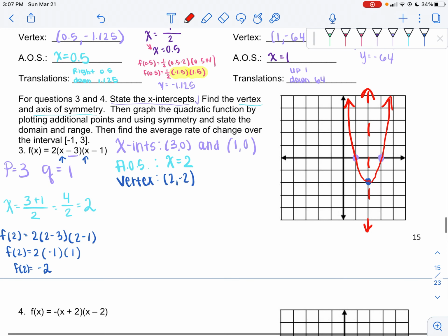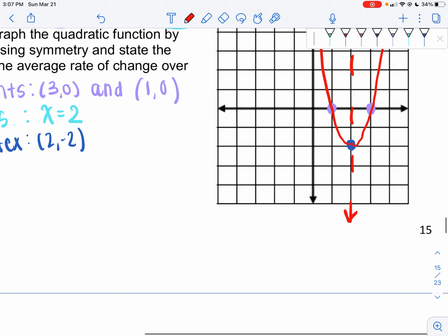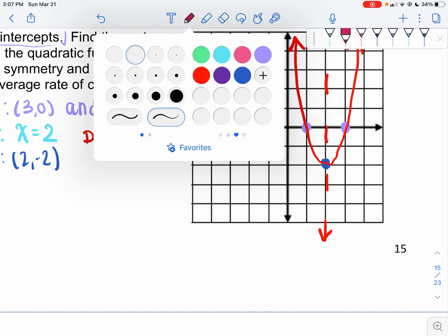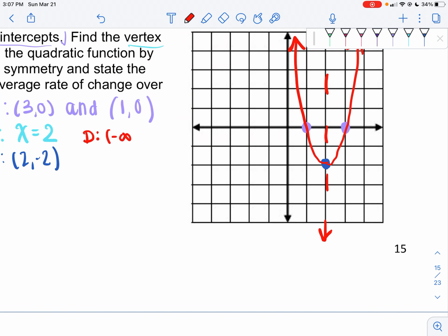Okay, so domain and range. I'm going to write it here. Domain here. Remember, domain is the x value. So looking at the graph from left to right, if we start on the left, we can see that this graph is going all the way to negative infinity, and then to the right it also keeps going. So our domain is negative infinity to positive infinity.